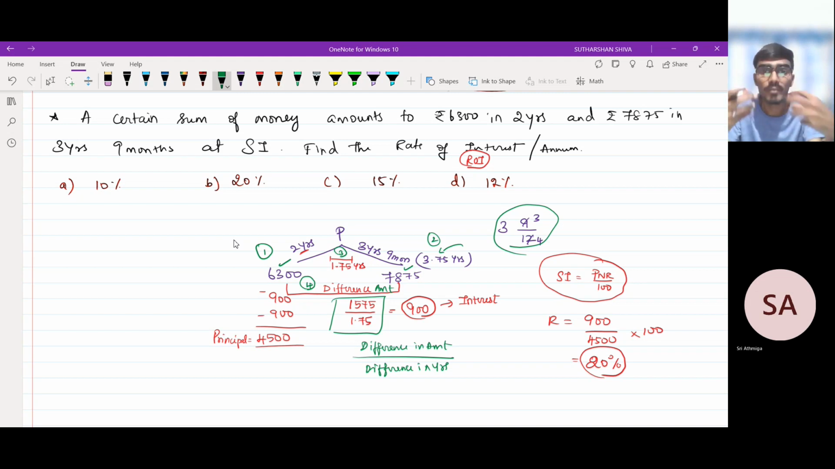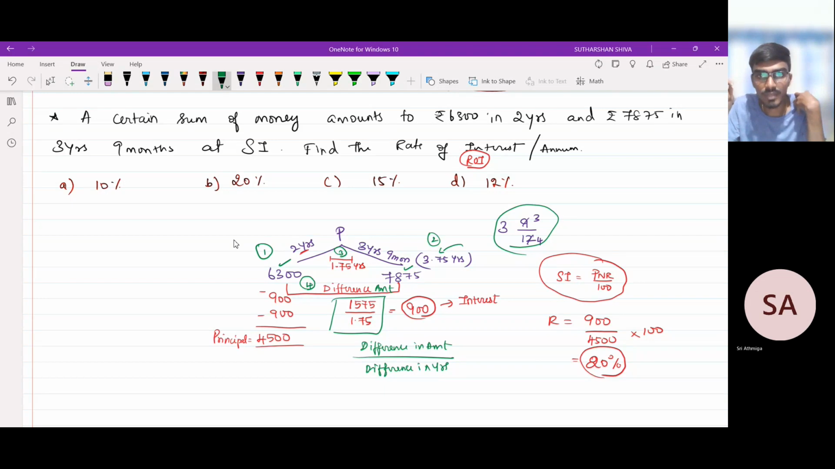Based on two or three sums, with some practice repeatedly, you can do it orally also. 2 years, 3 years 9 months. If it is 3 years 9 months, that is 3.75 years. The difference between the two is 1.75. Take a calculator: 7875 divided by 1.75. Orally you can solve. What is the value? You will get 900. 900 is 1 year's interest.